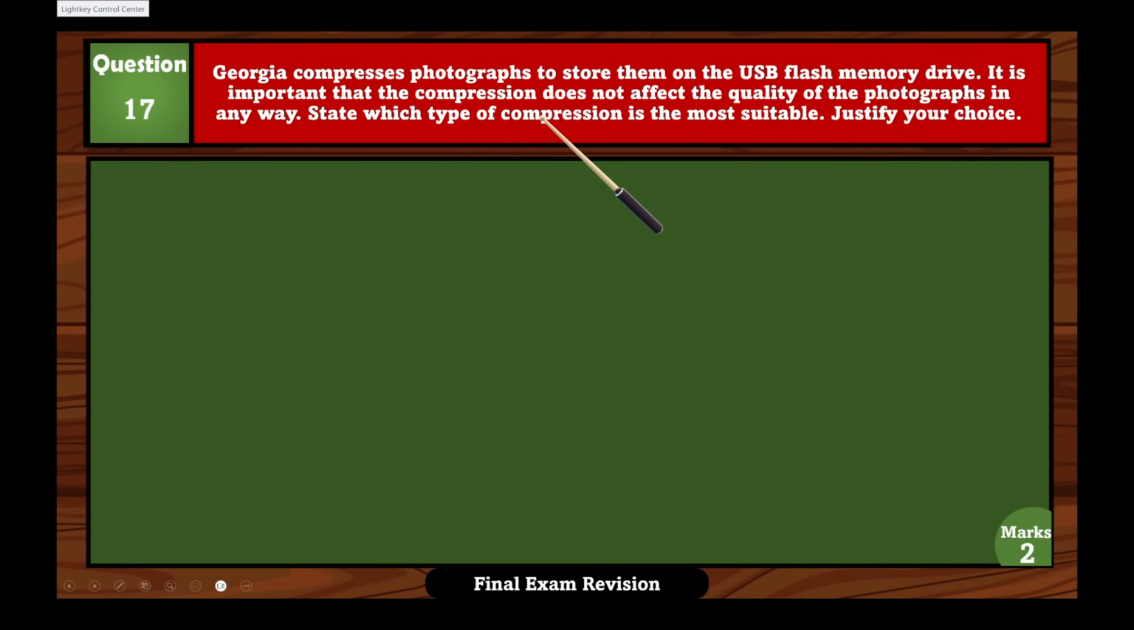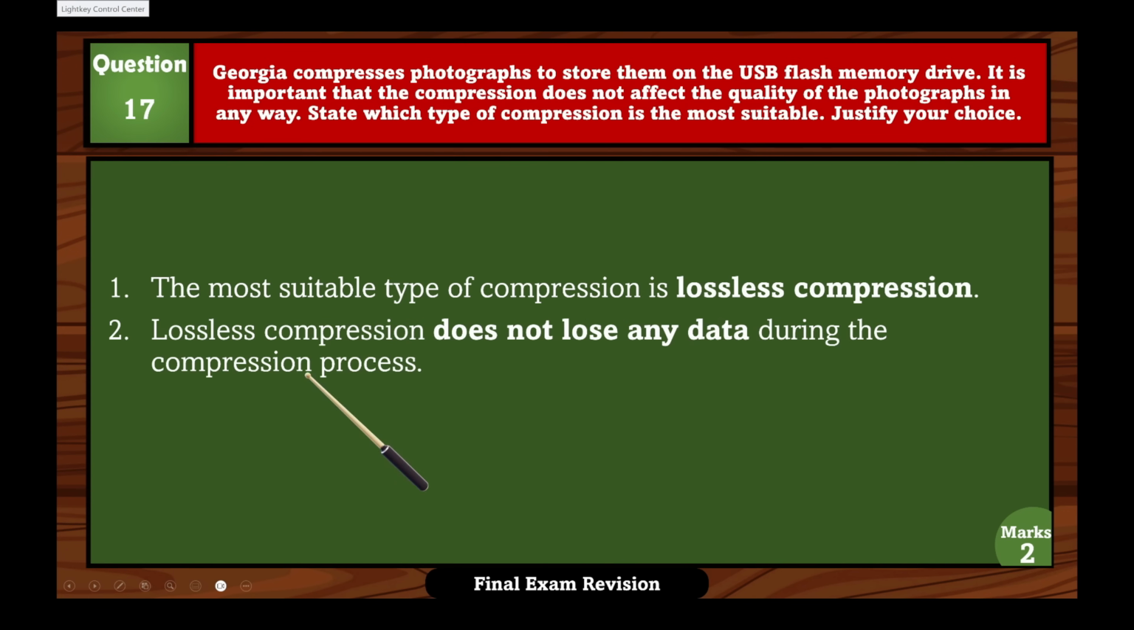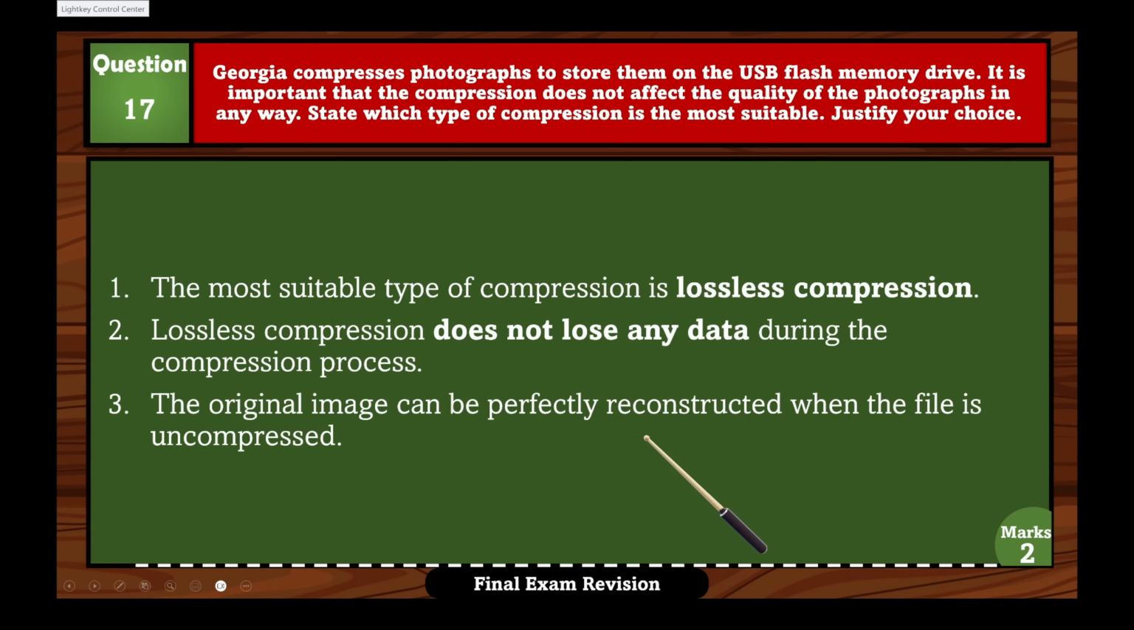Question number 17. Georgia compresses a photograph to store it on a USB flash memory drive. It is important that the compression does not affect the quality of the photographs in any way. State which type of compression is the most suitable. Justify your answer. This time, Georgia wants to compress the photographs, but what is the requirement? She doesn't want to lose the quality of the photograph, right? So it means she doesn't want to use lossy compression. The most suitable type of compression is lossless compression because she doesn't want to lose the quality. Lossless compression does not lose any data during the compression process. The original image can be perfectly reconstructed when the file is uncompressed. That's the answer.